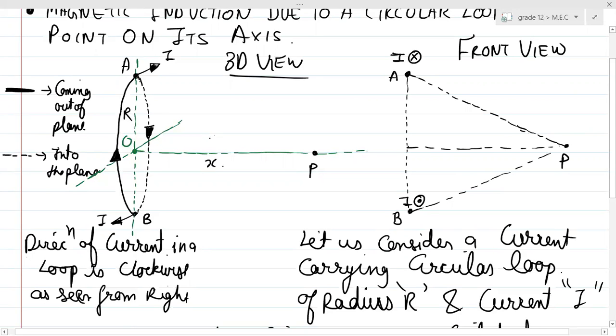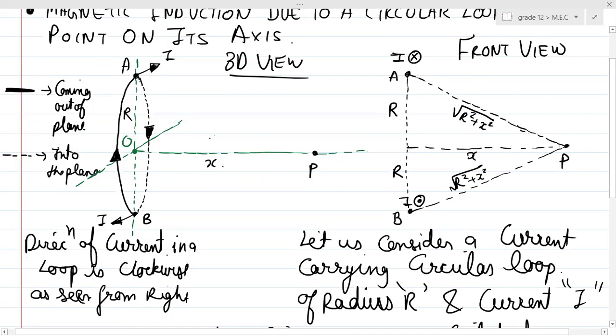So if I apply Biot-Savart's law individually on points A and B, this is R, this is X, this is also R. So will this be under root of R square plus X square? And will this also be under root of R square plus X square? Yes or no, guys? Yes, sir. So now can you see that the position vector from point A to point P has distance under root of R square plus X square.